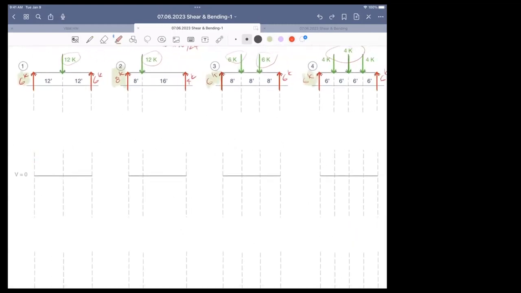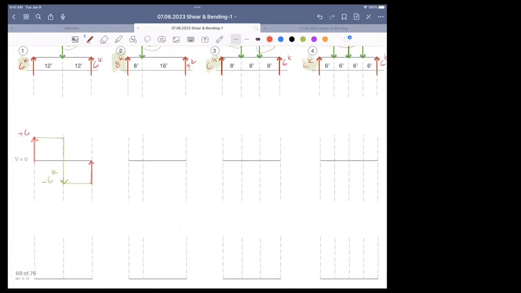Oops. Let's get a thinner pen. Reactions going up. There's no change in load here. It continues. And then it hits at 12 kips. This used to be +6. And then it hit a 12. So it took it from +6 down to -6. Then there was nothing going on. And then another 6 kip reaction took me back to 0. Very good. Things are looking good.